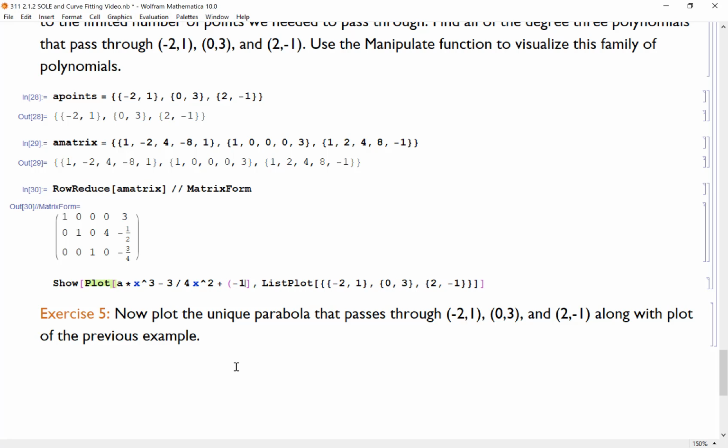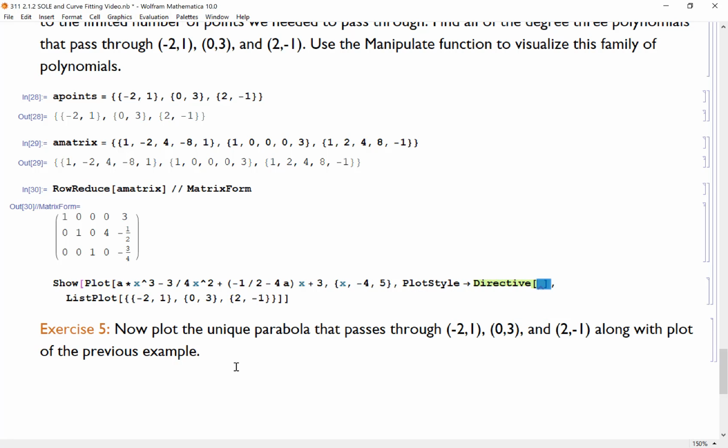I have negative 1/2 minus 4 times whatever my leading coefficient is, which is a. And then my constant term is going to stay at the value 3. We're going to let this go from negative 4 to 5. And let's do a plot style with a directive red, thick, and dashed. Since I'm going to manipulate these plots, I would like the aspect ratio to stay consistent. So I'm just going to say aspect ratio 1.